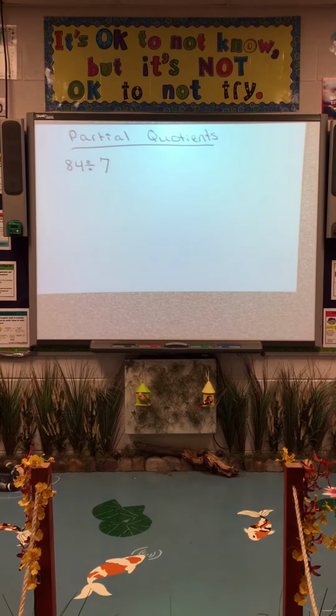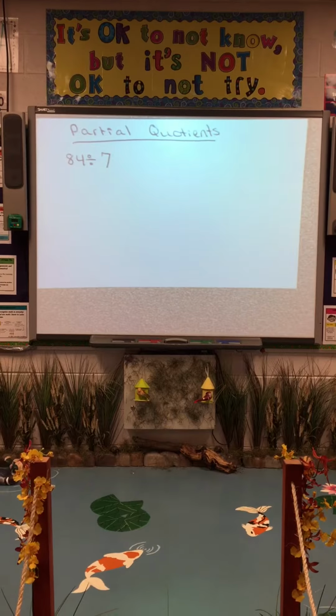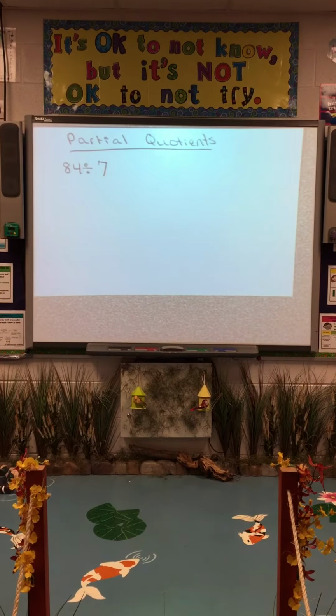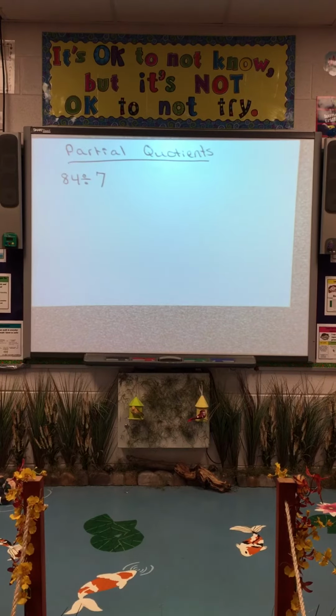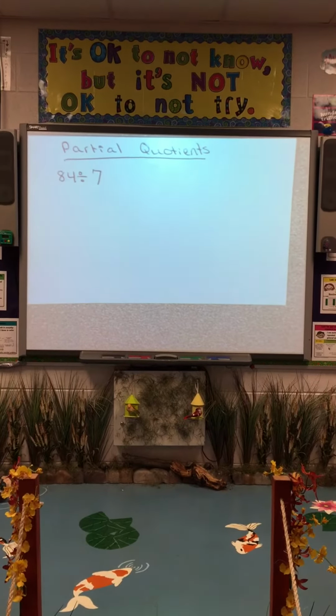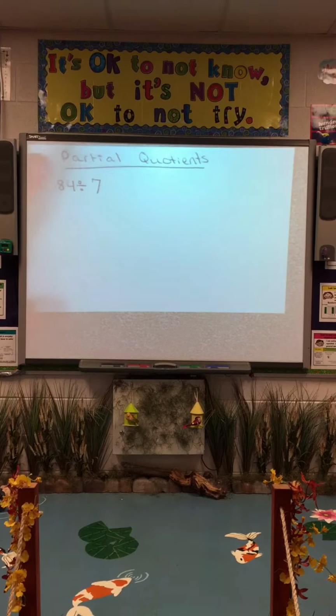Hey guys, I am going to do a short video on partial quotients. We've been working on division. Partial quotients are a really neat tool. And one of the things that we've been working with is a menu.